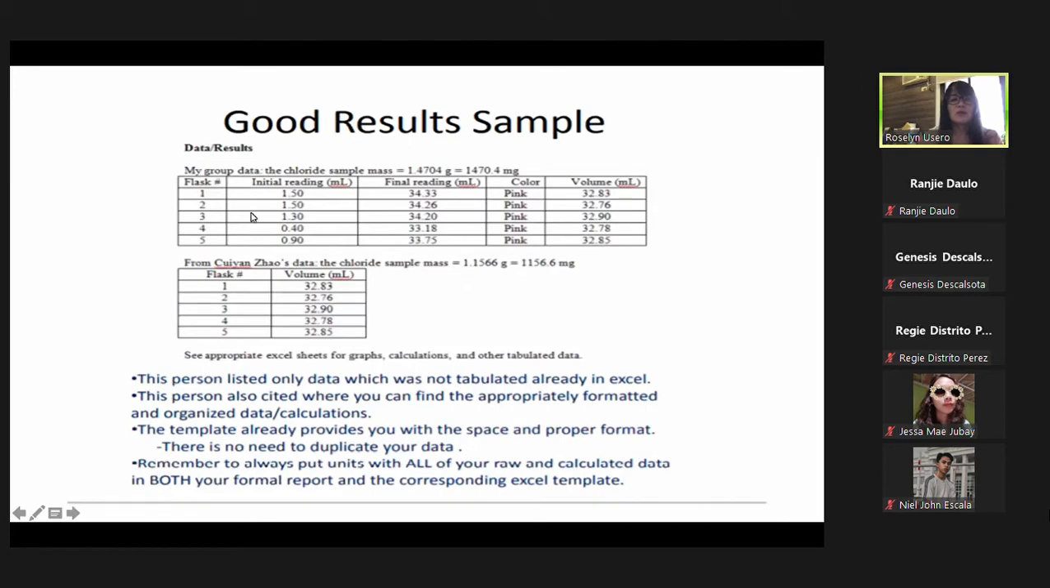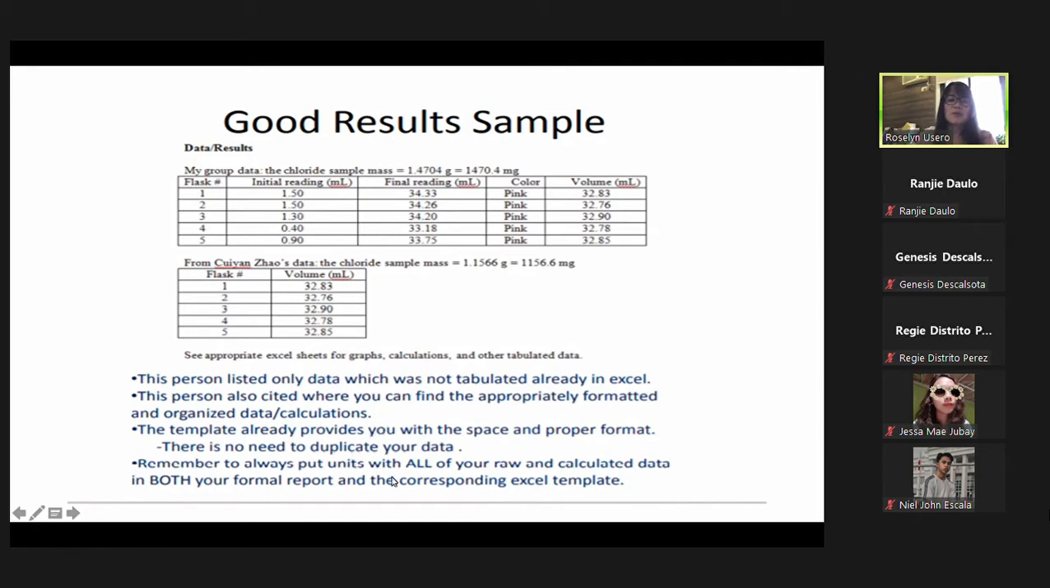So, amo ni siya ang mga table. Good result sample. This person listed only data which was not tabulated already in Excel. Baka summary lang ba? Person also cited where you can find appropriately formatted and organized data calculation. So it's in here. From data, okay. Then see appropriate Excel sheets for graphs, calculations, and other tabulated data.